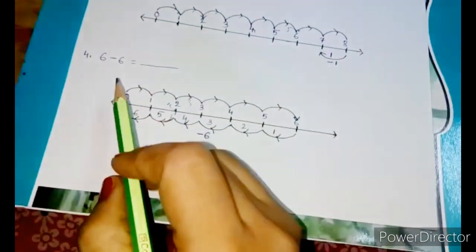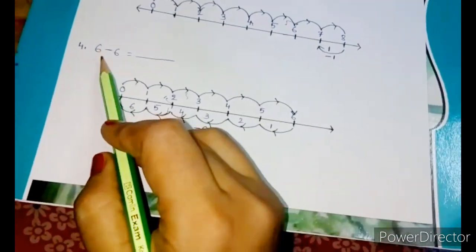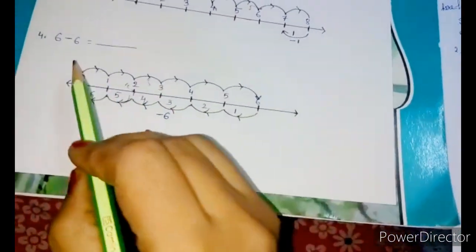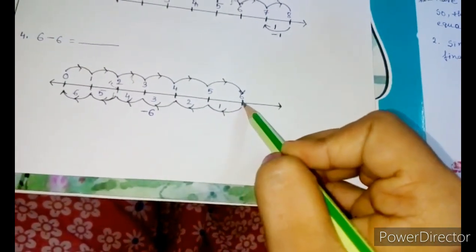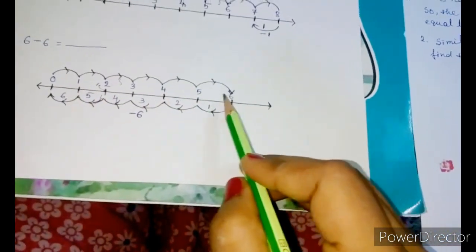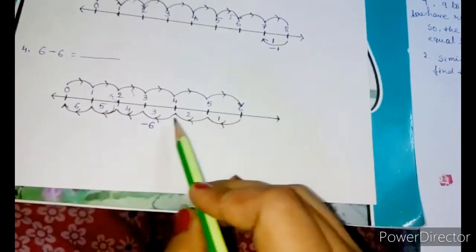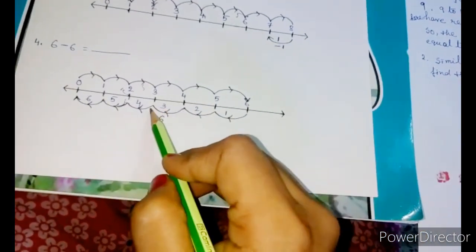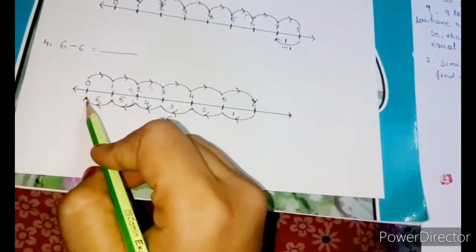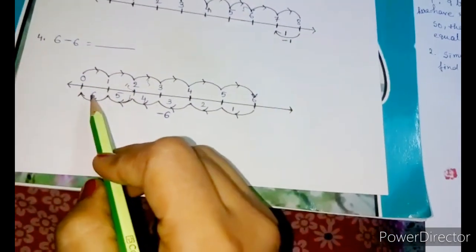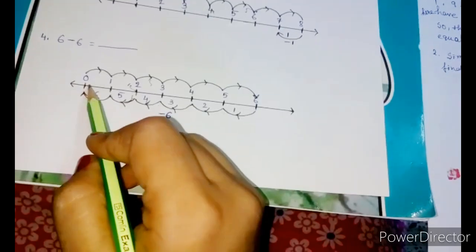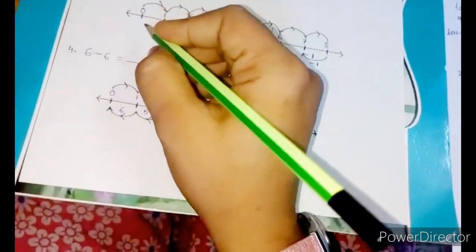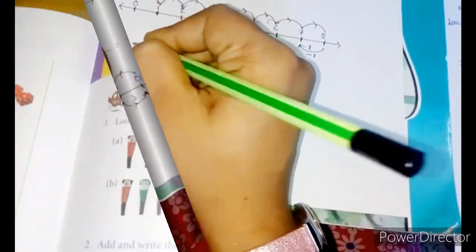Now come to the next question where we have to find the difference of 6 minus 6. Here is the number line. First, we have to locate the number 6 on the number line. So kids, this is number 6. Now, let us jump 6 steps backward starting from 6. From 6 to 5, 5 to 4, 4 to 3, 3 to 2, 2 to 1, 1 to 0. So you can see here we have reached 0 on the number line. So the required difference between 6 minus 6 is equal to 0. So we have to put the number 0 here.